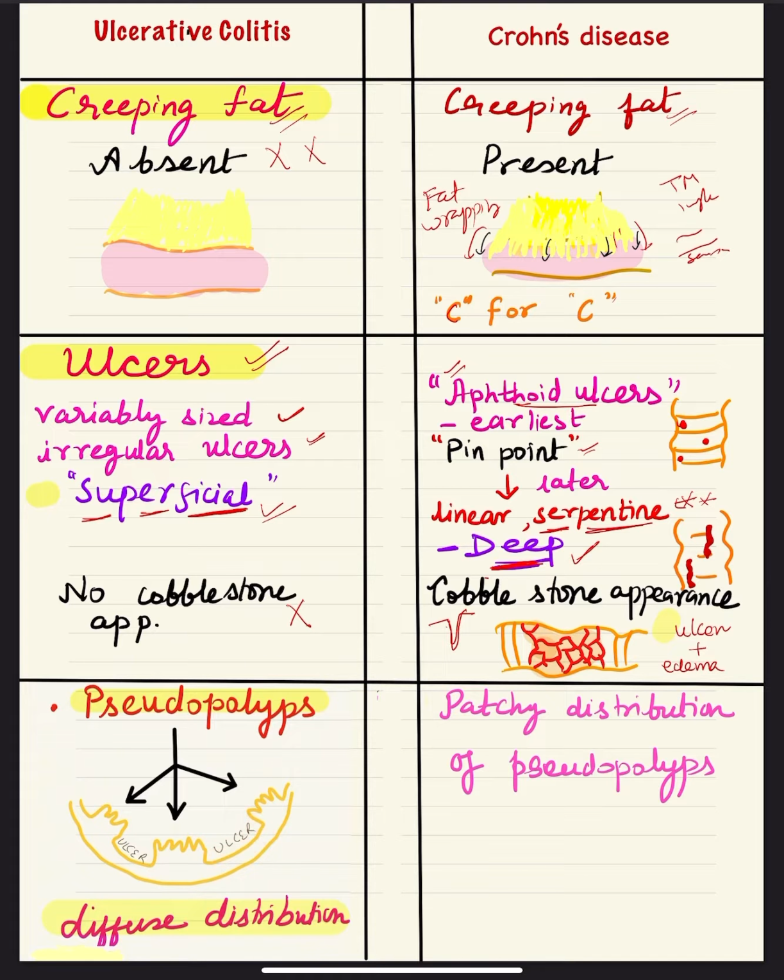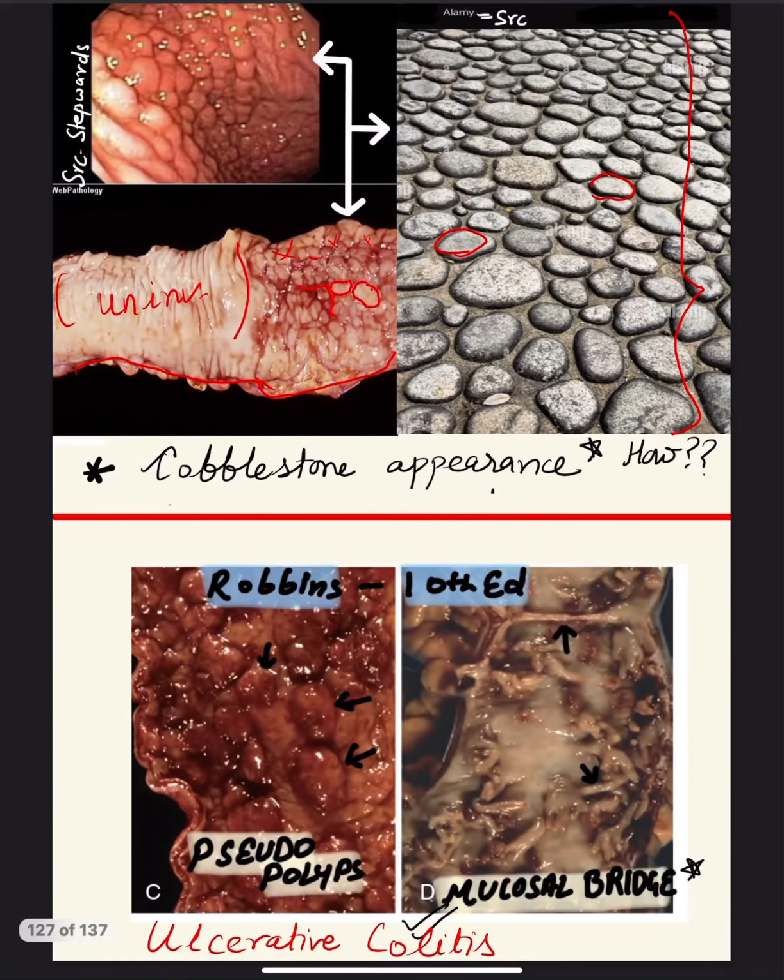Pseudopolyps can also be seen in Crohn's disease, but the distribution will be diffuse in ulcerative colitis, because I've told you that in ulcerative colitis there is continuous involvement of the gut. So all of the gut is involved, and pseudopolyps will also be continuous, present diffusely. While in Crohn's disease there are skip lesions, so the pseudopolyps will be seen in a patchy distribution. So pseudopolyps are more associated and diffuse in ulcerative colitis.